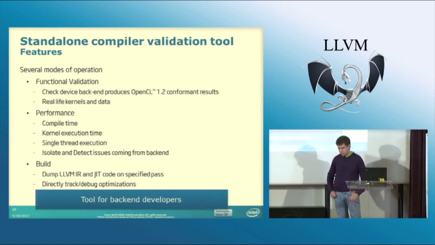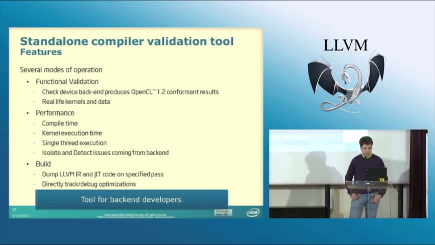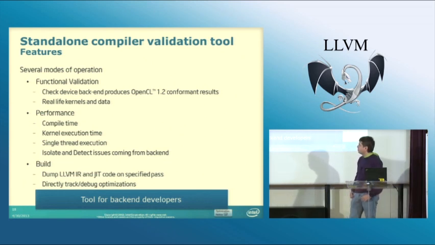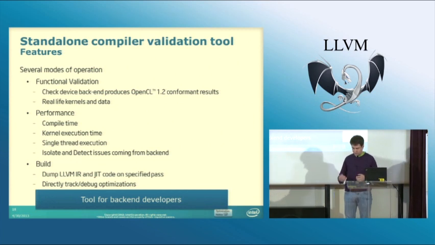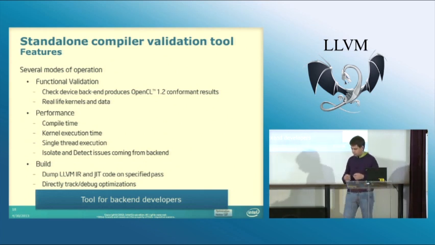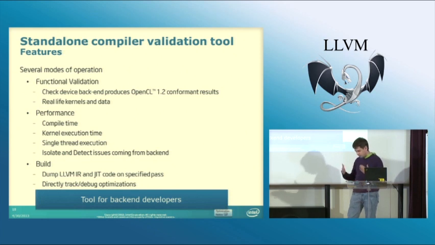The second mode is also quite useful for us. It's the performance mode of the utility. It measures compile time and kernel execution time. This is useful because we want to isolate those components from others. For example, if you have a performance regression in the system and you have those kernels recorded, you can run them through the standalone system and see whether the performance degrades there, and whether it is really relevant to the backend, or if not, it may come from other components of the OpenCL ecosystem. Execution is done in single thread mode, to simplify and isolate the backend.